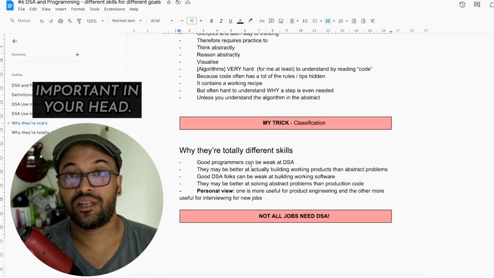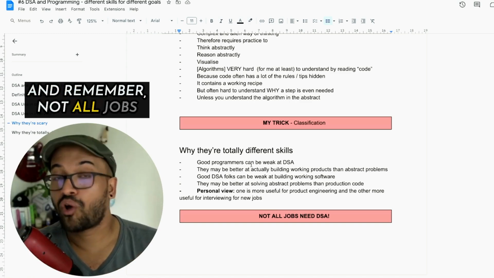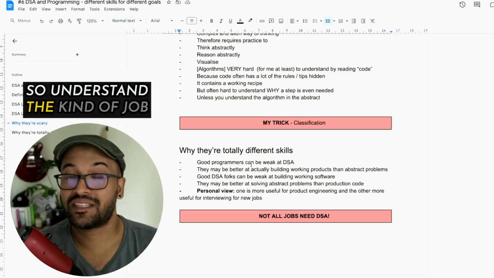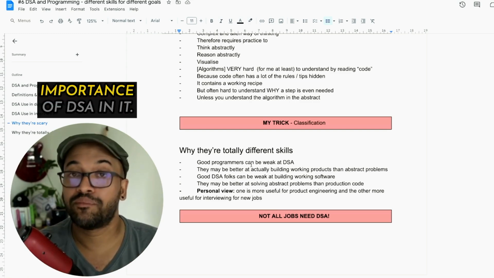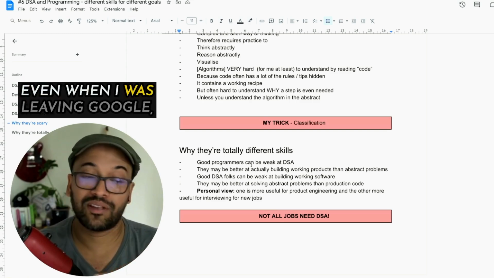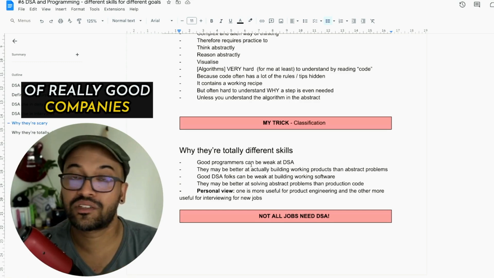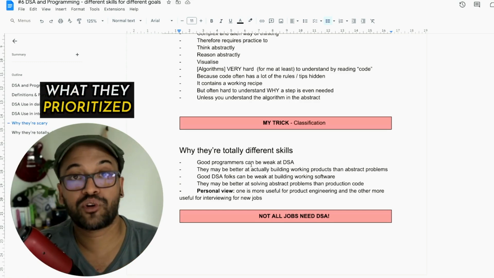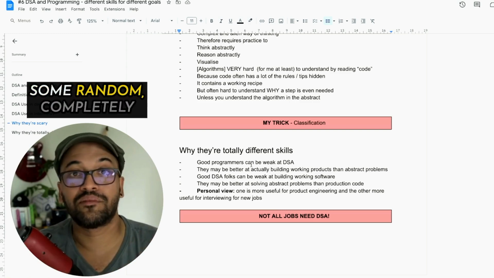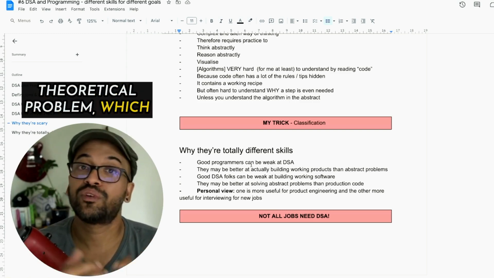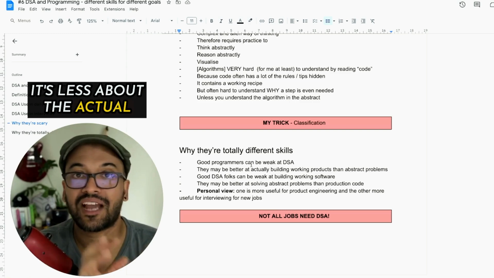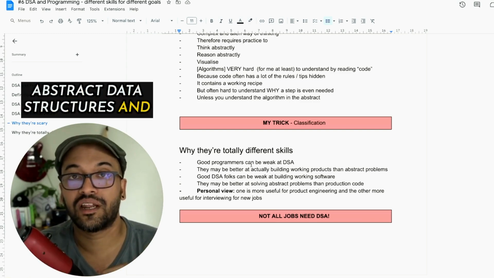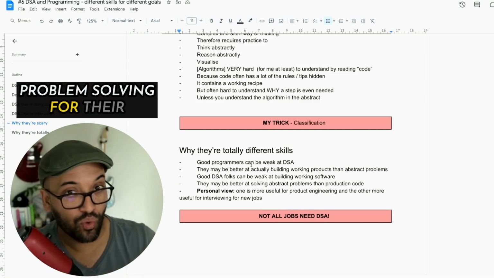Separating the two is really important in your head. And remember, not all jobs need DSA. So understand the kind of job you're going for and the importance of DSA in it. Even when I was leaving Google, I interviewed for a couple of really good companies where they were more interested in my knowledge of the tools, because that's what they prioritized, than my ability to solve some random, completely theoretical problem, which I wouldn't see day to day. It's less about the actual abstract data structures and more about practical problem solving for their business logic.